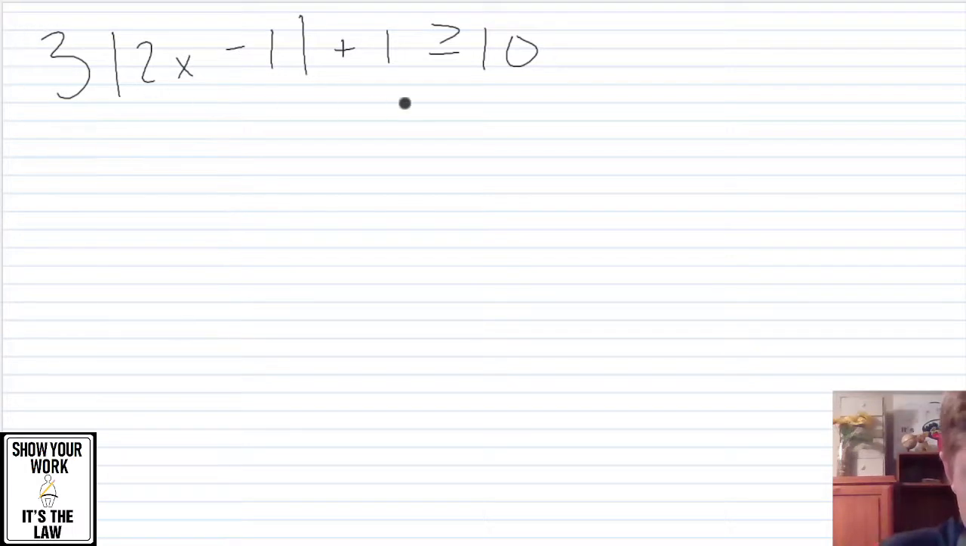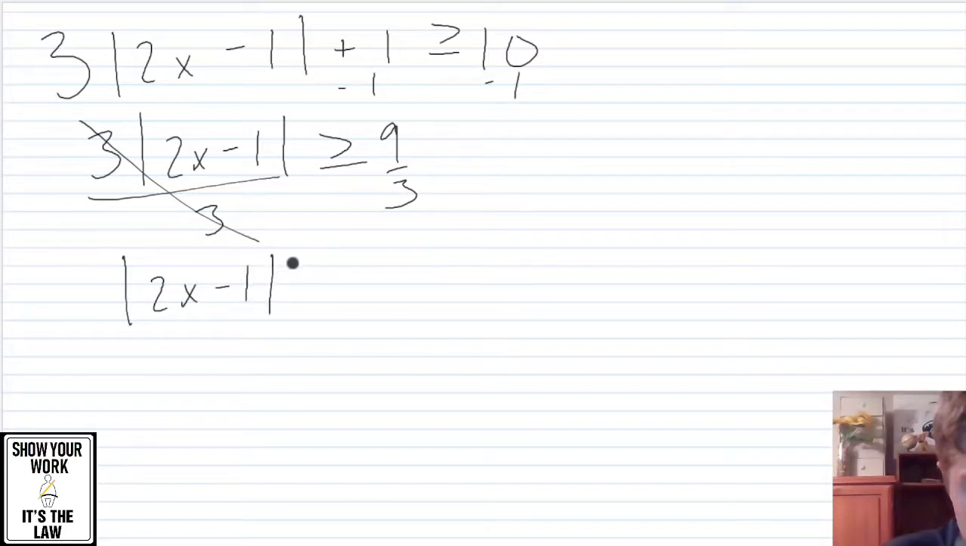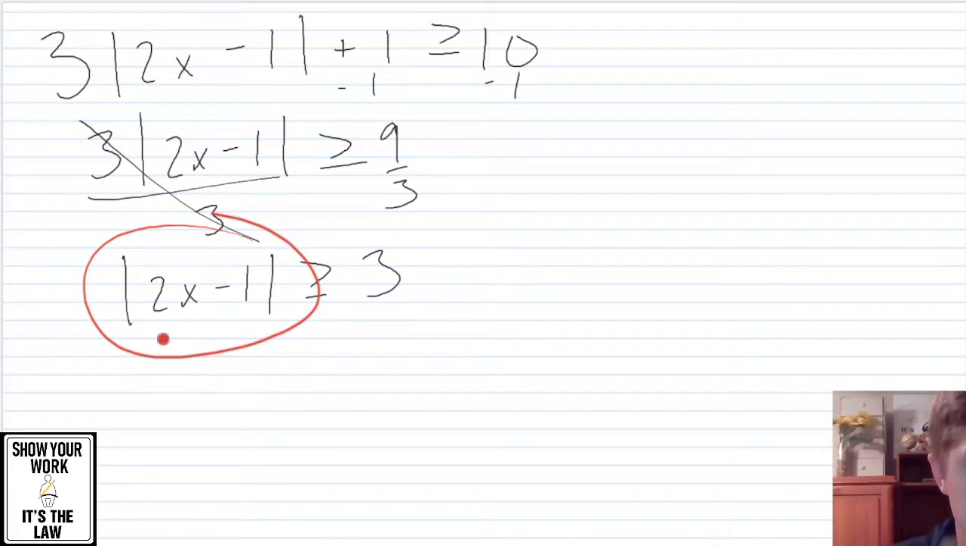So it's being multiplied by 3 and added by 1. So do the opposite of that. 3 times the absolute value of 2x minus 1 is greater than or equal to 9, and then divide both sides by 3, and we've got the absolute value of 2x minus 1 is greater than or equal to 3, and now since our absolute value is by itself, now we can use our parallel universes.